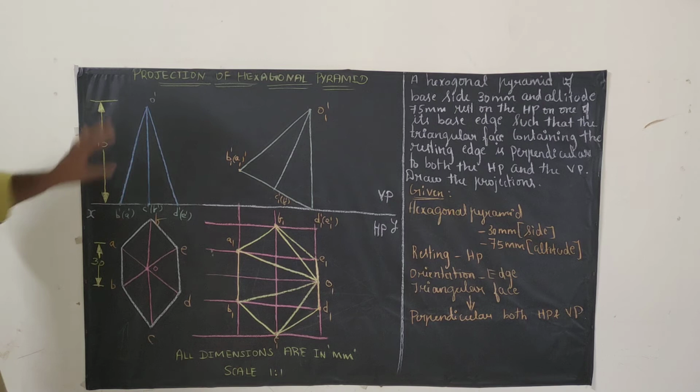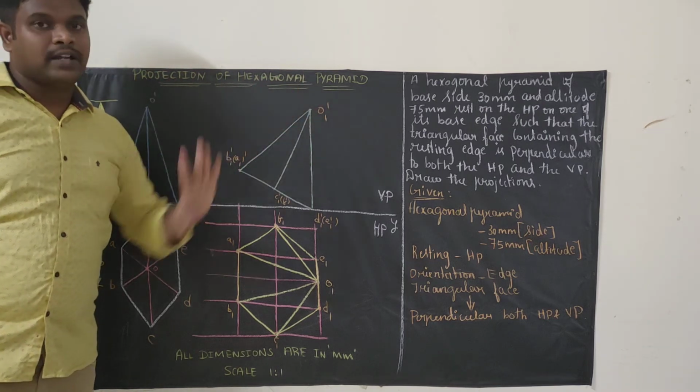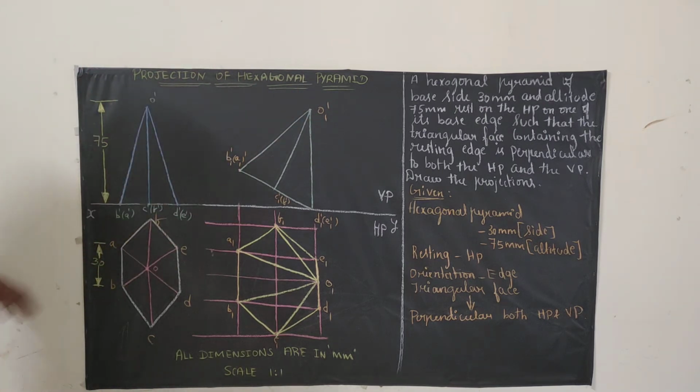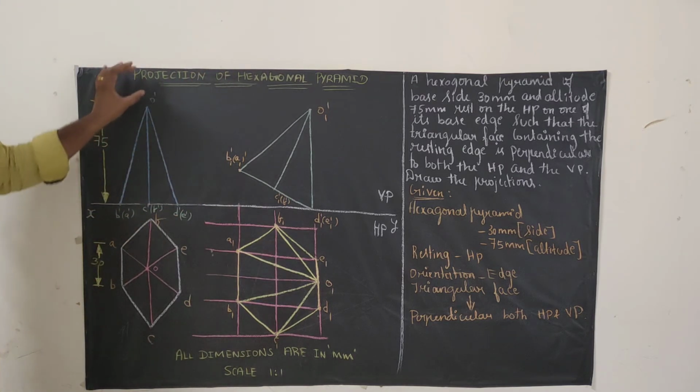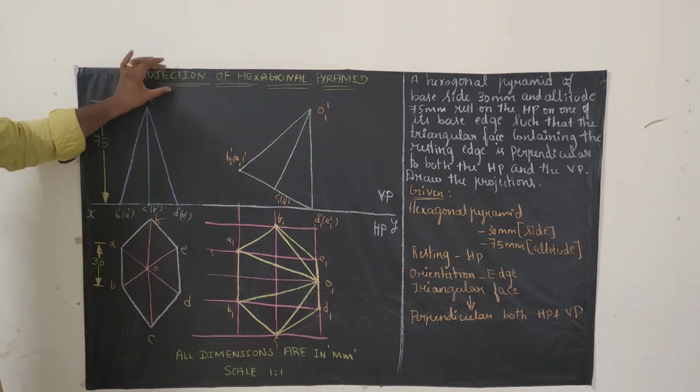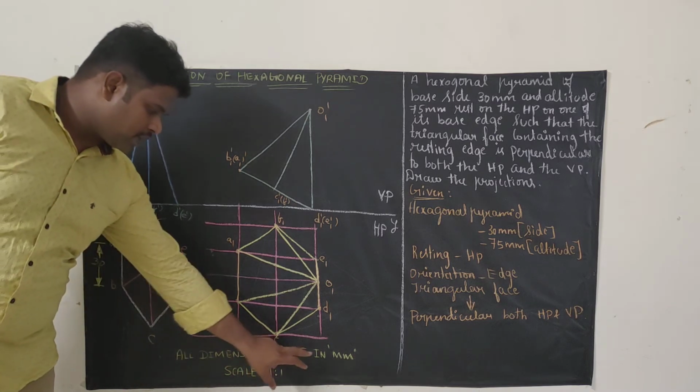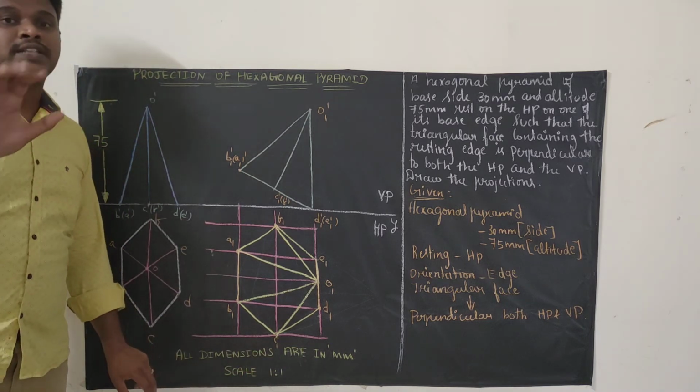Okay, and the heading: projection of hexagonal pyramid. The height of the text should be 10 mm, and it should be written very legibly in capital letters. This is the heading, and then: all dimensions are in mm, scale 1:1. The height of the text is 5 mm.